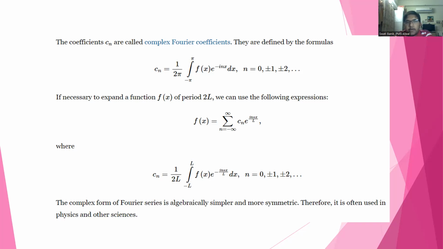If necessary to expand a function f(x) of period 2L, we can use the following expressions. f(x) = summation from n = -infinity to infinity of cn e^(i n pi x/L), where Cn = (1/2L) integral from -L to L of f(x) e^(-i n pi x/L) dx. Here n = 0, plus or minus 1, plus or minus 2, and so on. The complex form of Fourier series is algebraically simpler and more symmetric. Therefore, it is often used in physics and other sciences.